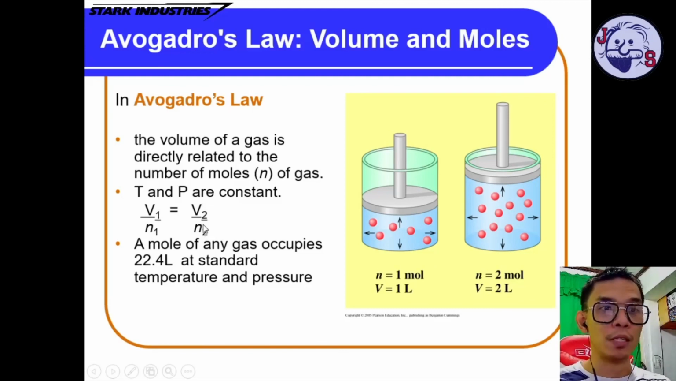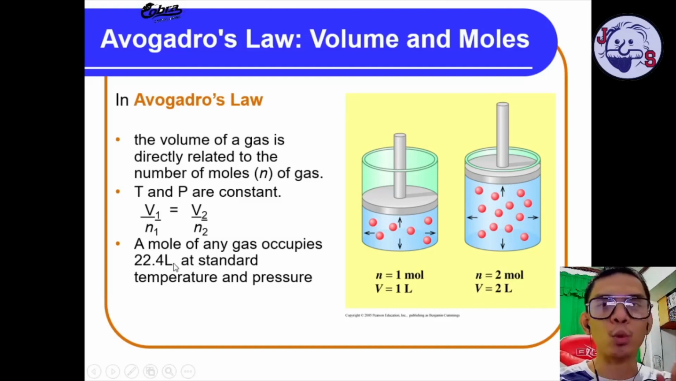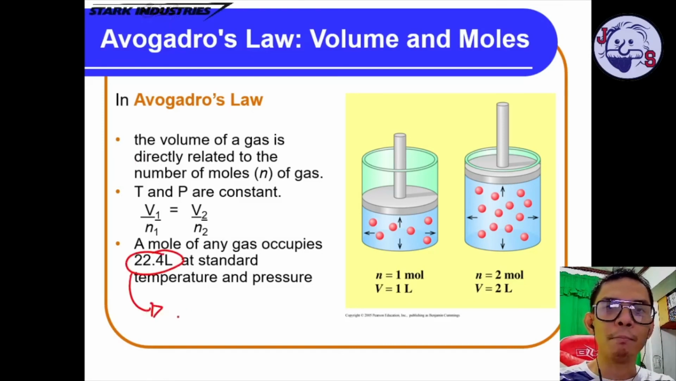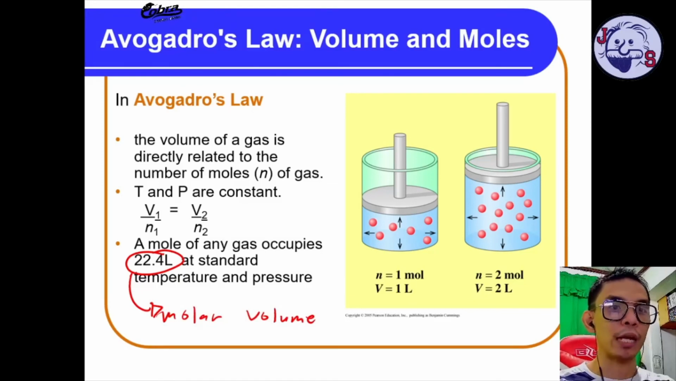And more so, since we talk about molar volume and gas stoichiometry, a mole of any gas occupies the same 22.41 liters at standard temperature and pressure. Now again, what is this 22.41 liters? This is the molar volume. So always remember, that is always at STP, at 1 mole. Okay, so that was Avogadro's law.